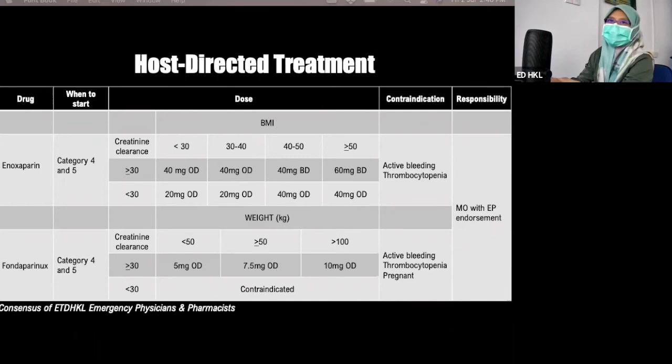Sorry, the DEXA, right? How do we decide whether to give 6 or 8 mg? In HKL, we give 8, unless the patient's requirement of oxygen is high, venturi mask 40 and above, then we give 20. High-flow nasal cannula, we give 20.